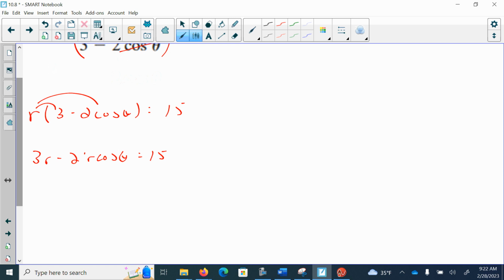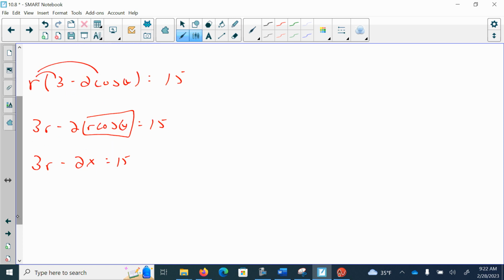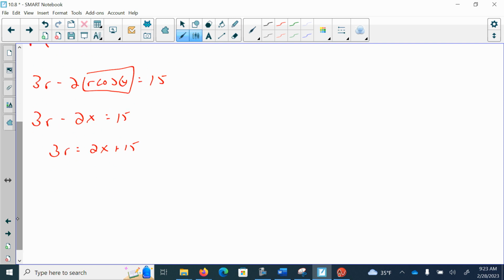As soon as I see this r cosine theta, I am going to make that x. So I'm going to have 3r minus 2x is equal to 15. Then in order to get rid of the r, it either has to be squared or has to be times the trig function. I'm not going to be able to multiply times the trig function, but if I isolate it on one side by itself, I will be able to square it. So I'm going to say 3r is equal to 2x plus 15. I added 2x to both sides. I'm going to leave the 3 here, and I'm going to square both sides.